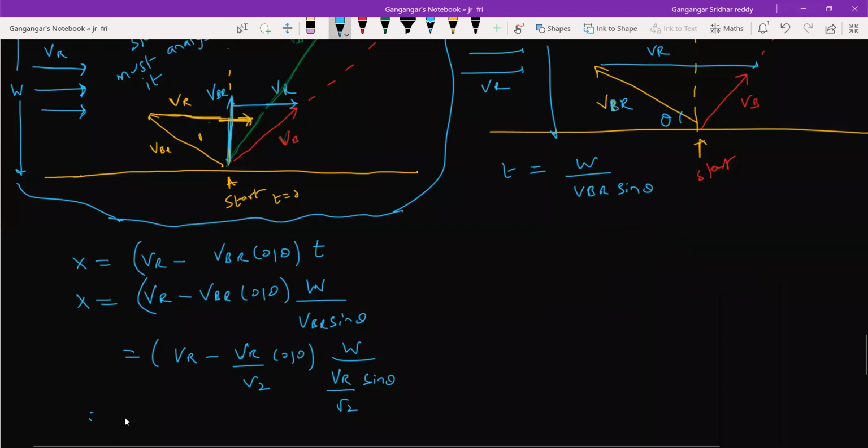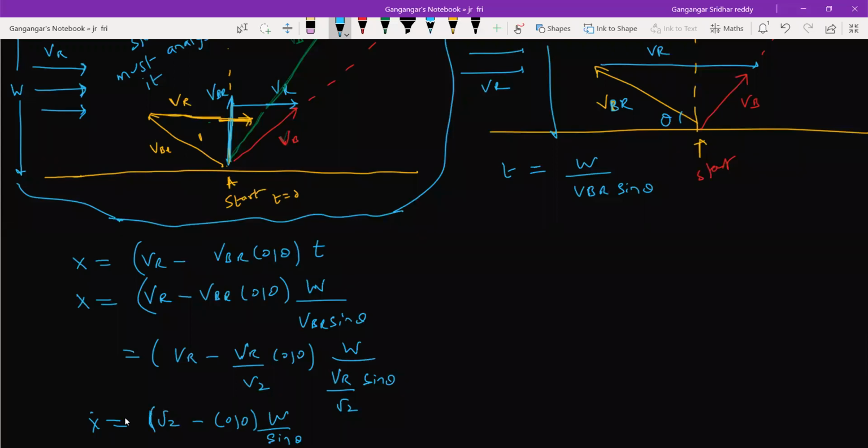Yes, I'll take help of differentiation. Here VR will get cancelled out. Root 2 will get cancelled. So x equal to root 2 minus cos theta, W by sin theta. Check it once. Yes, sir. This will be our equation.